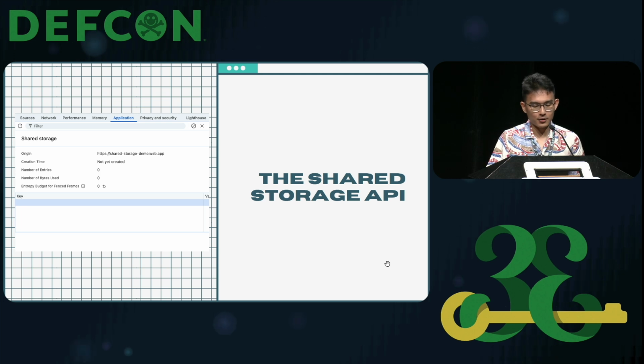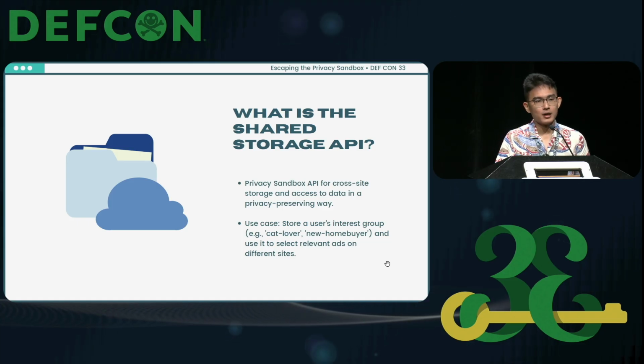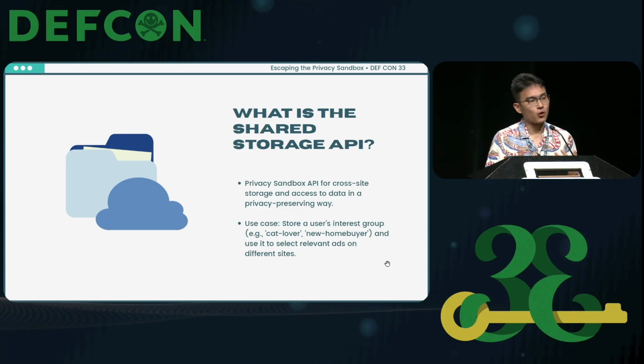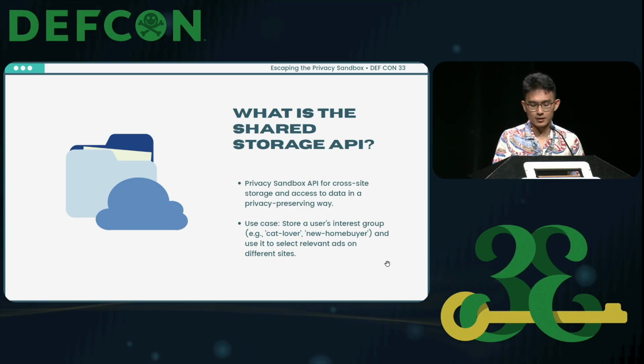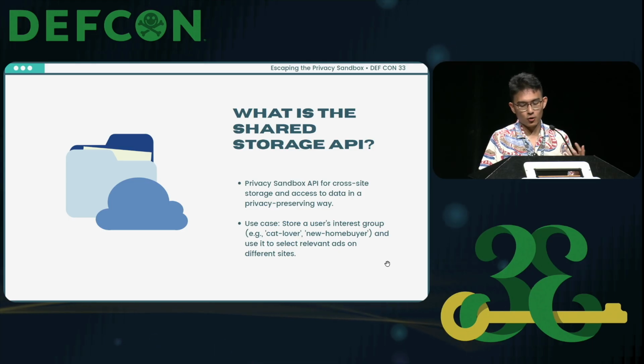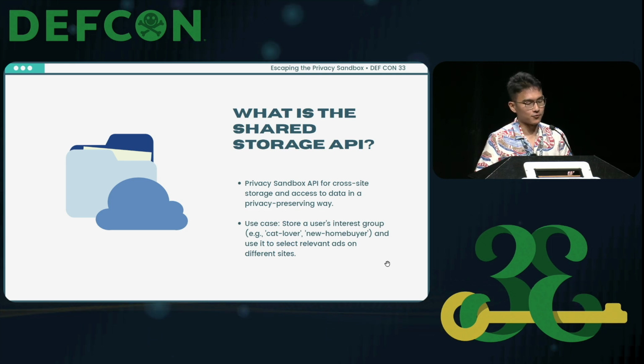So the next thing I want to talk about is the Shared Storage API. What the Shared Storage API essentially is, is a Privacy Sandbox API for cross-site storage and access to data in a privacy-preserving way. This again serves an advertising outcome, which is to be able to store a user's interest group or any other identifying information regarding that user, and to use it to then customize the ads that the user views. So it may store items such as this person's a cat lover or a new home buyer, and then be able to use this to serve specific ads for that user.